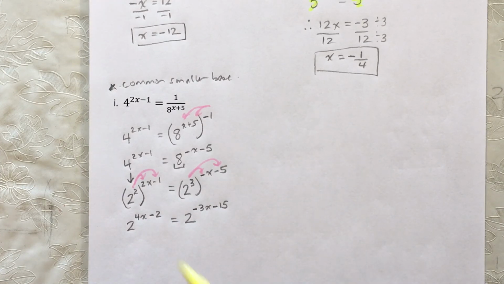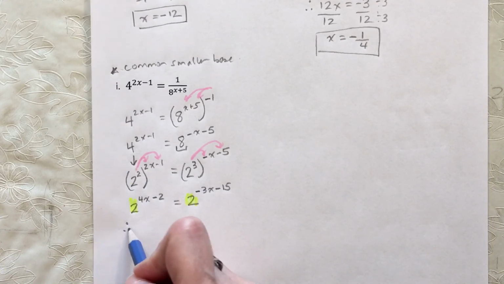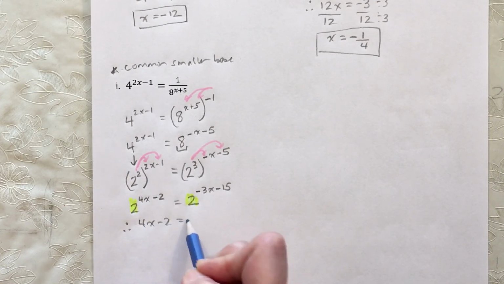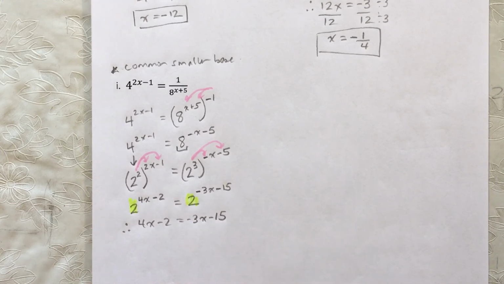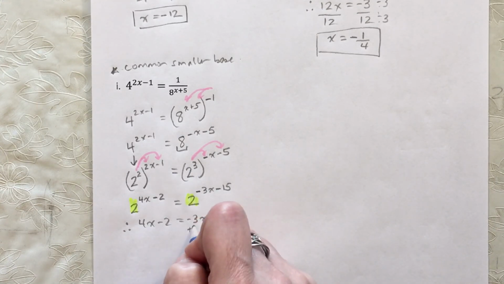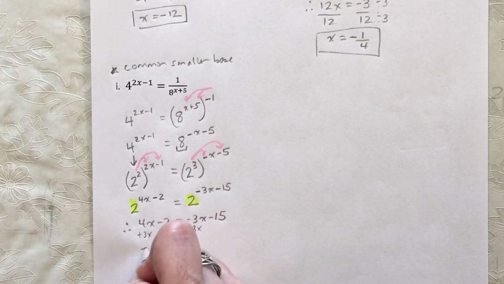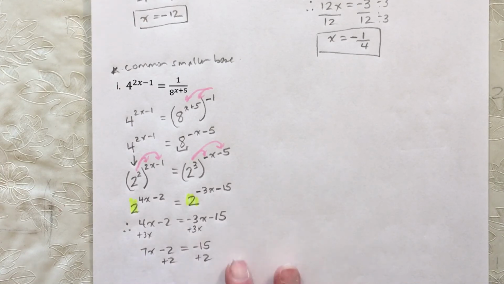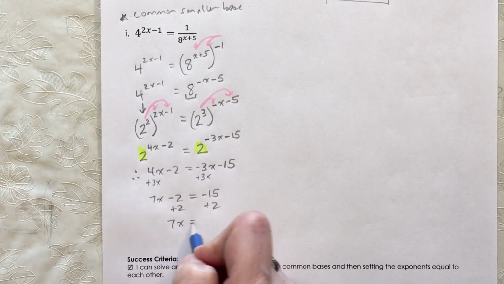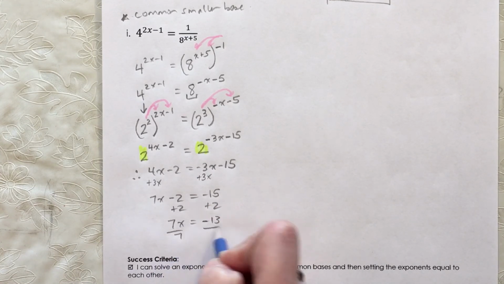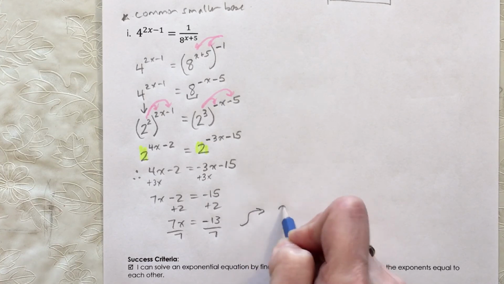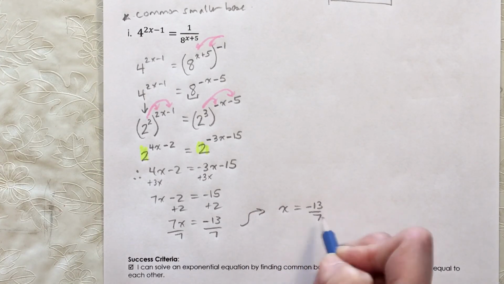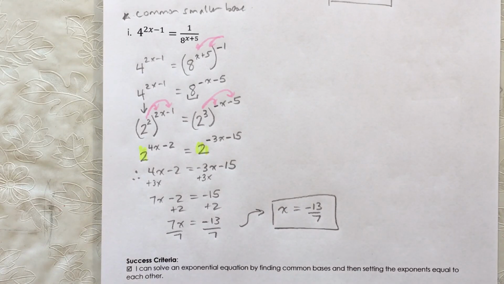So finally, after all that work, I've got the exact same base on both sides. So I've got base to an exponent equals base to an exponent. And the only way for that to be true when they're the same base is that the exponents are also equal to each other. And then I've got a grade 9 equation again, so I'm going to add 3x to both sides. Add 2 to both sides. And divide both sides by 7. So finally I get x is negative 13 over 7 is the solution of the exponential equation.